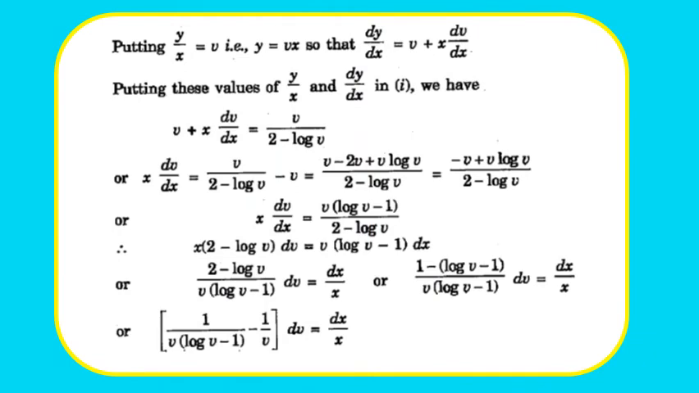So putting y/x = v, or y = vx, we get dy/dx = v + x dv/dx. Putting these values in the given equation, we get v + x dv/dx = v/(2 − log v). Now we have to separate the variables, taking v to one side and x to the other side. We get (1/v)(log v − 1)... i.e. (log v − 1)/(v) − 1/v dv equals dx/x.